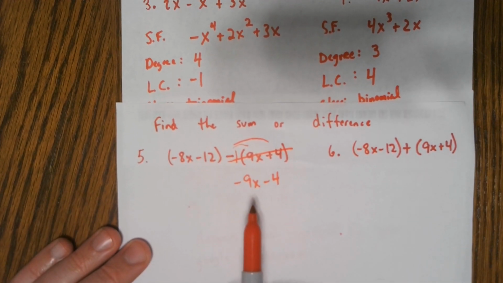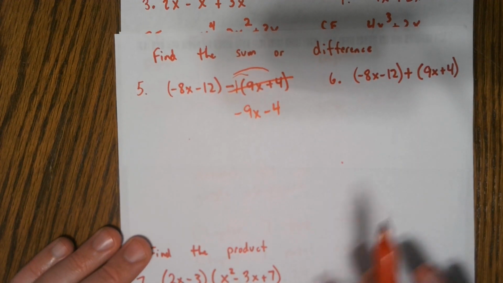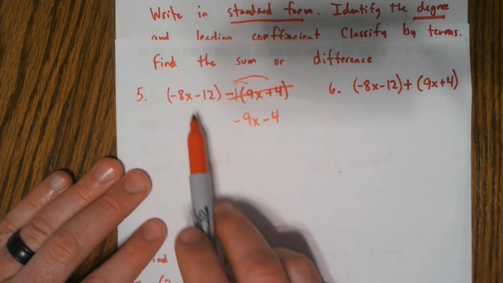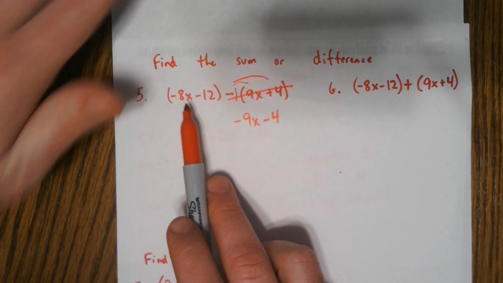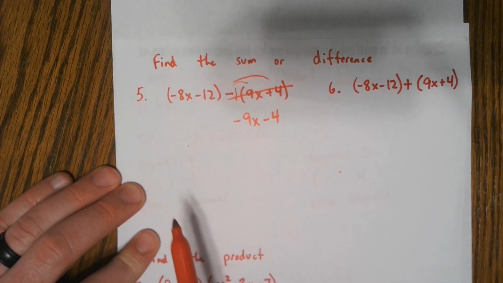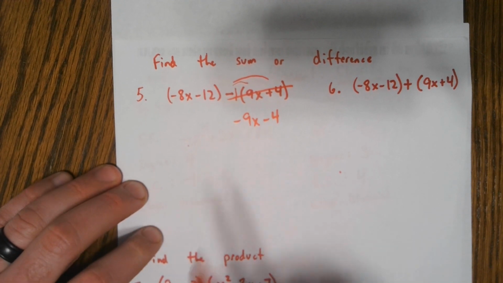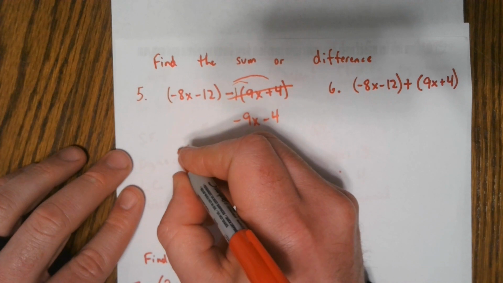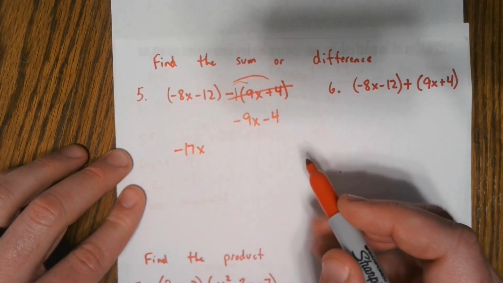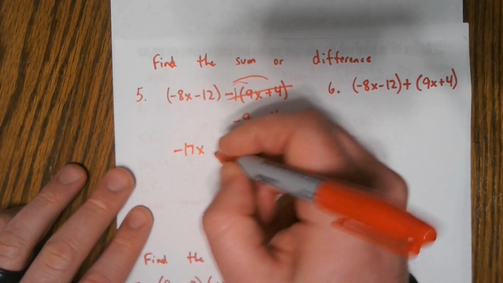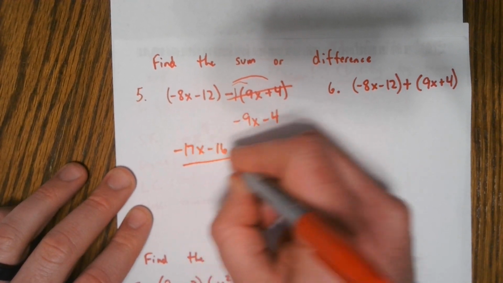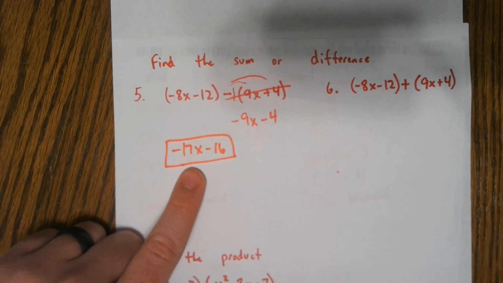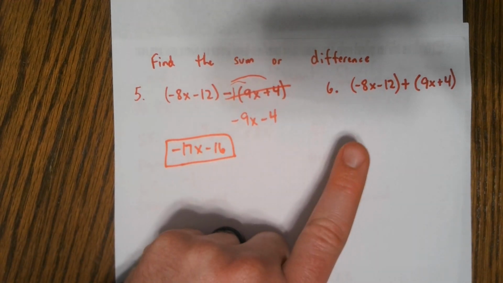Now I just have these 4 terms, and I'm just going to combine like terms. So 1, 2, 3, 4 terms, and I'm just going to combine any like terms that I have. So these x terms will combine, and I have -17x, and then these constant terms will combine, and I have -16. So this is my answer, -17x minus 16.